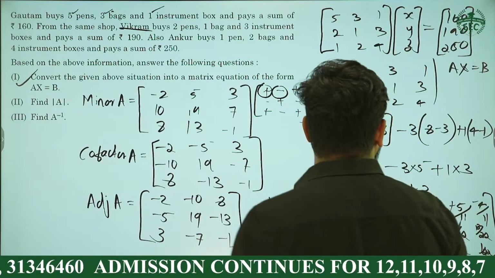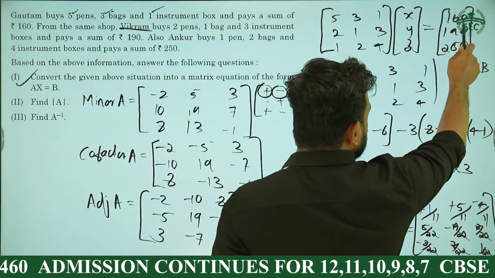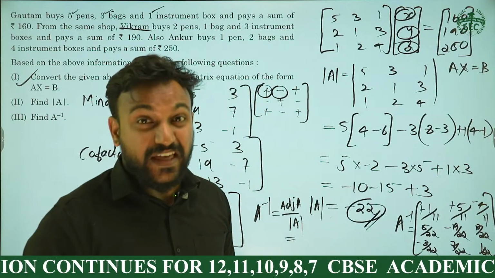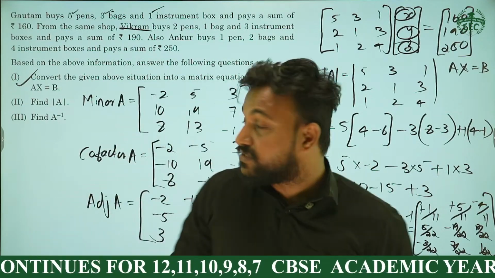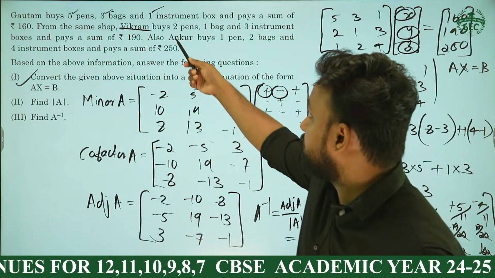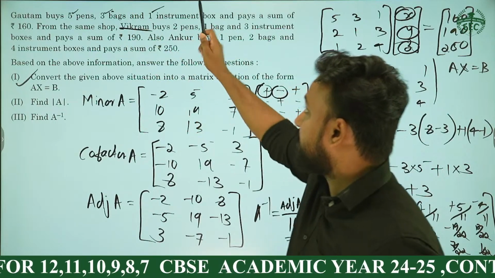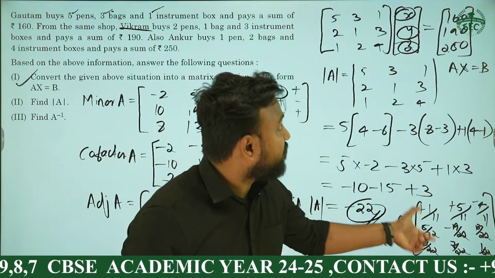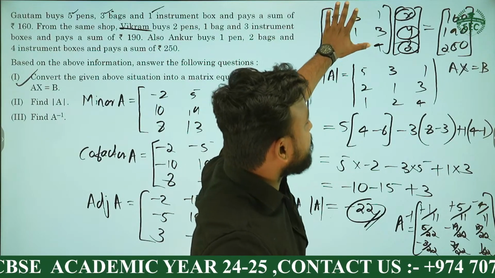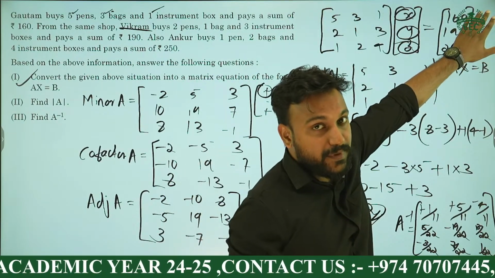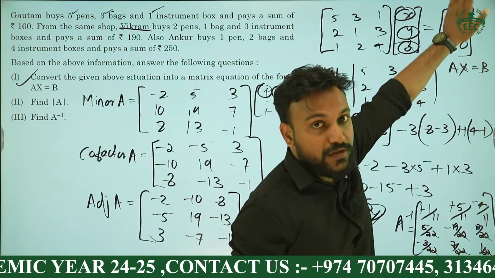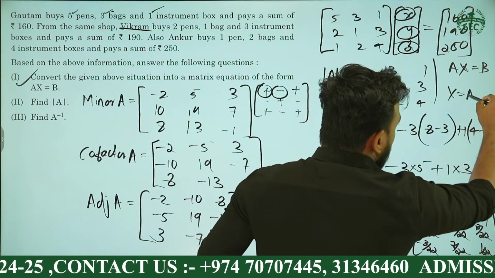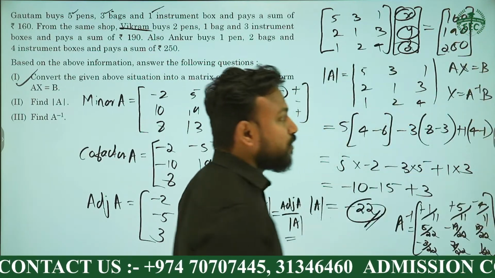If you multiply this A inverse with this matrix, you will get the value for x, y, z. If they ask for x, y and z, the price of pen, bag and instrument box, you can multiply by A inverse, because this is A, right? When it goes to the right side, what happens? It is A inverse into that particular set B, that is x is equal to A inverse B.